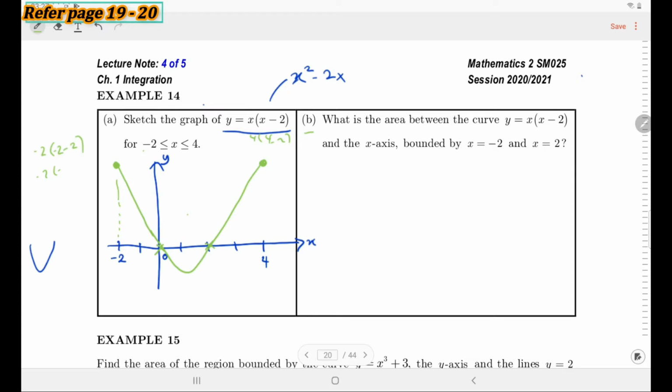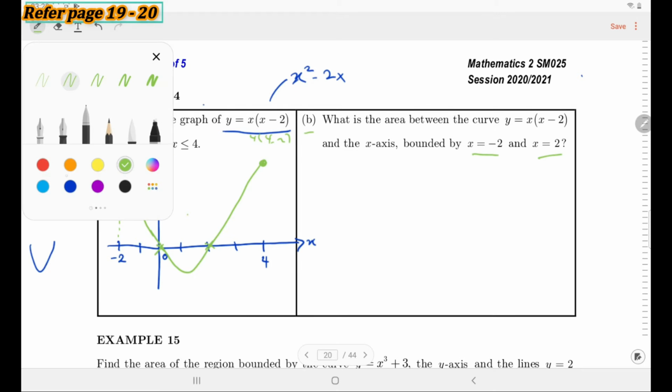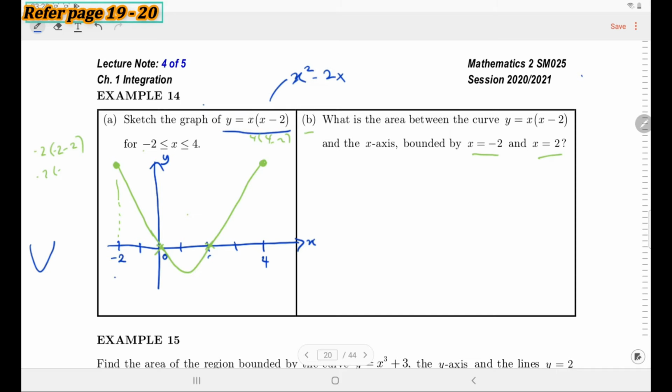What is the area between this curve and the x-axis, bounded by x equals negative 2 and x equals 2? Okay, we must first put the limit lines first. Change back to the blue one. Here is 2, so from negative 2 to 2, so from here to here.